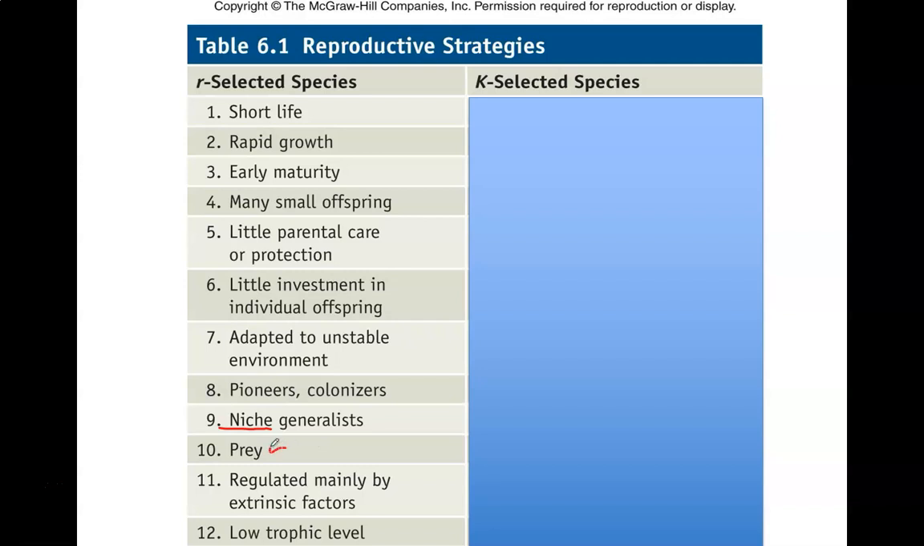They are generally food for other organisms. So these are generally smaller organisms. If they're bigger like trees, they're still generally going to be eaten by other organisms. And they're mainly going to be regulated by extrinsic or outside factors. So things like abiotic factors. And they're going to be low on the trophic level. So again, they're food, so they're going to be low on that pyramid.